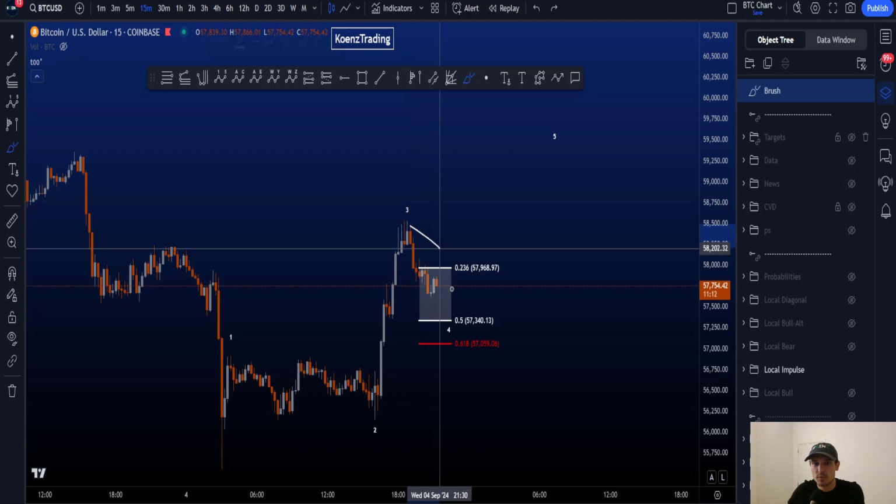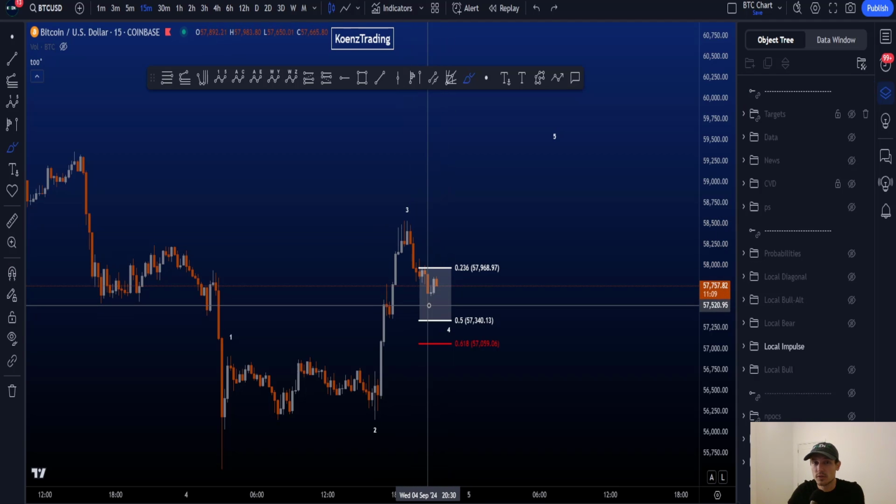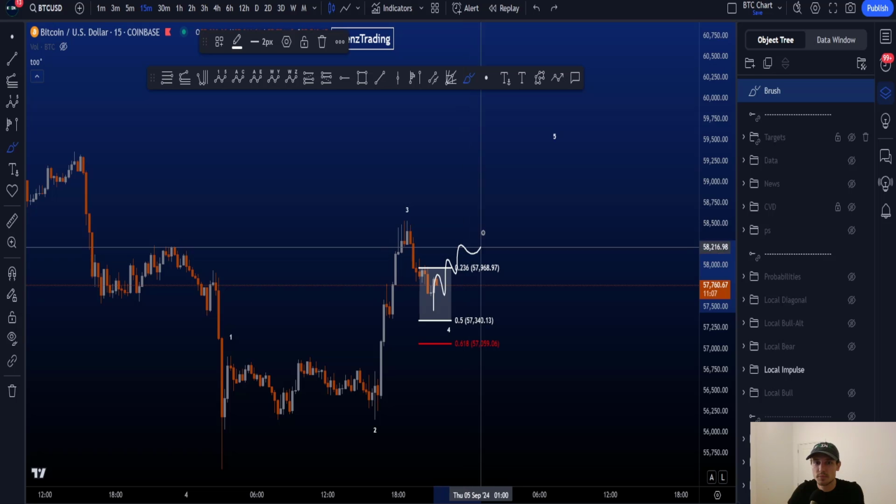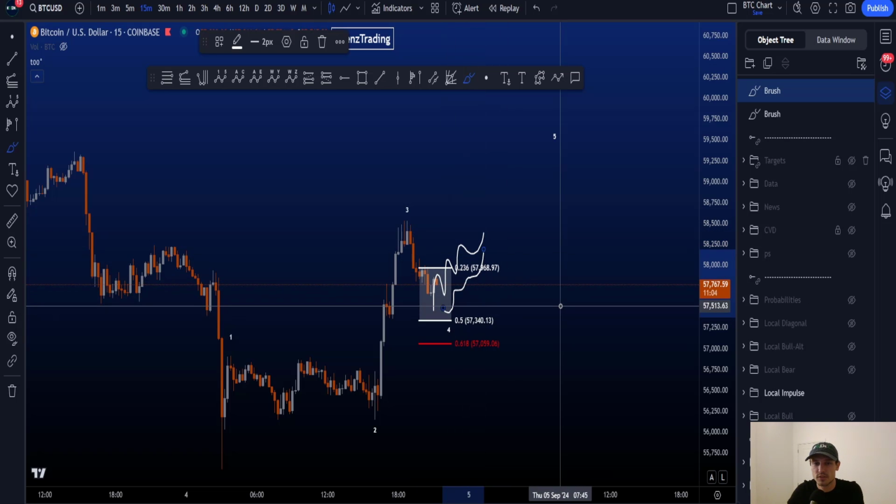Now currently we have a move to the downside. We want price to, of course, stabilize and start moving towards the upside with some local bullish CVDs here.